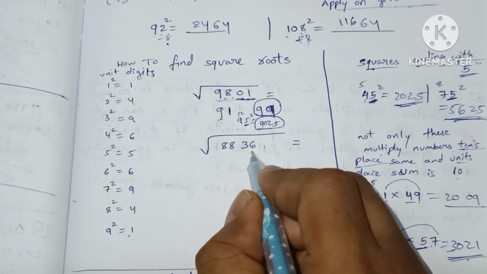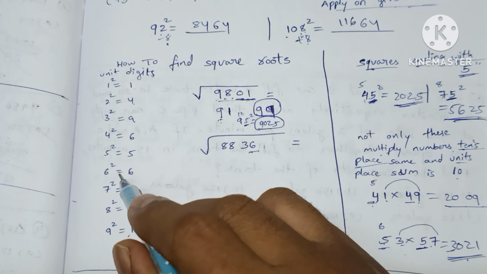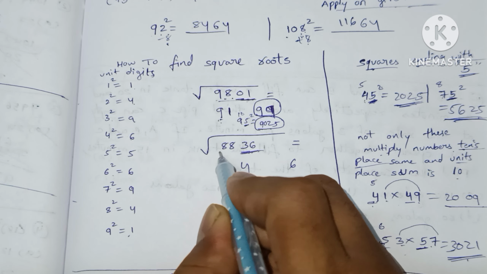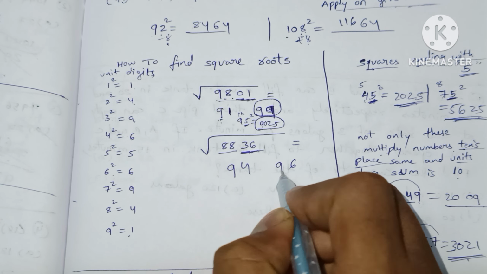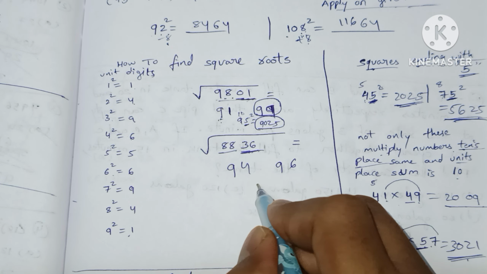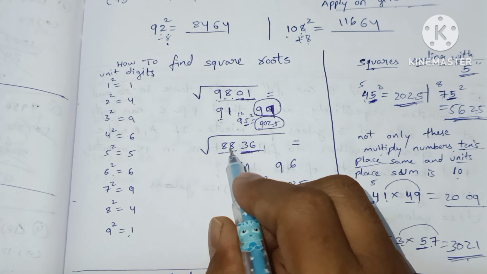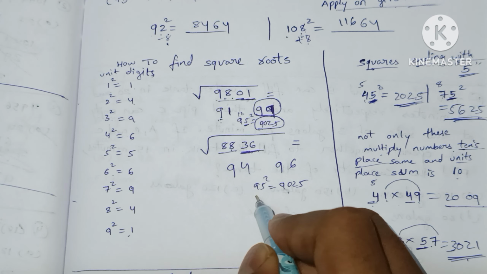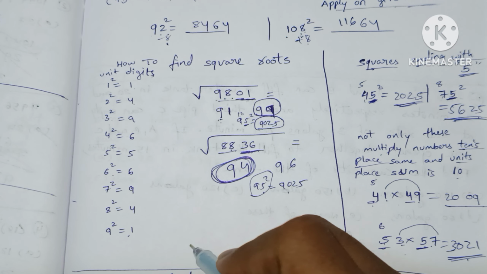Let's see this one. It is 6. 6 means either 4 or 6 will be the unit digit. Leaving 2 digits, 88. The near square is 9, 9 square is 81. We know that 95 square value is 9025. This number is less than this one, so this number must be lesser than 95 square, so our answer will be 94.